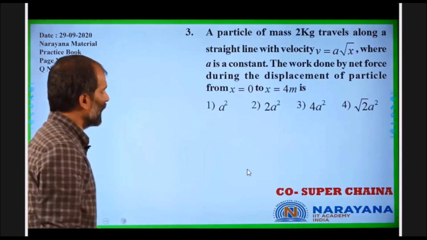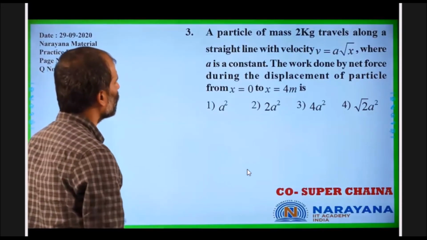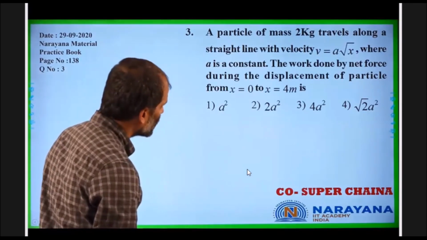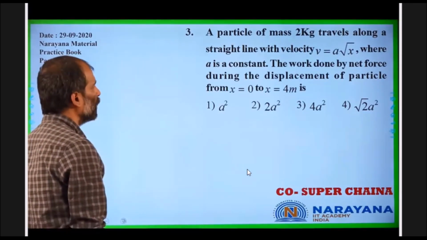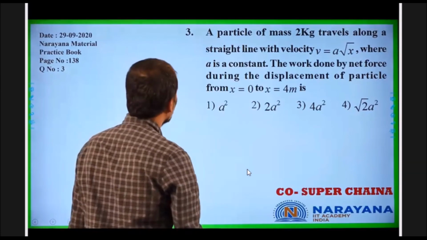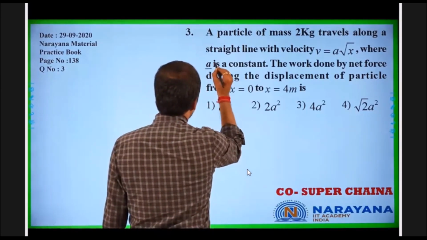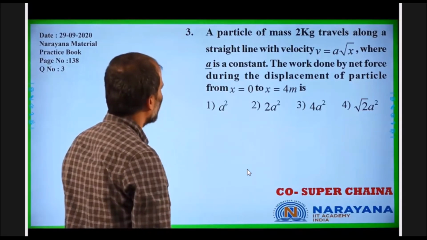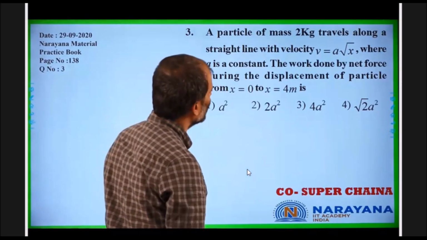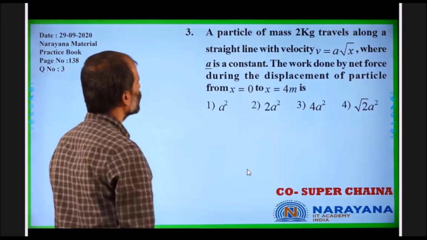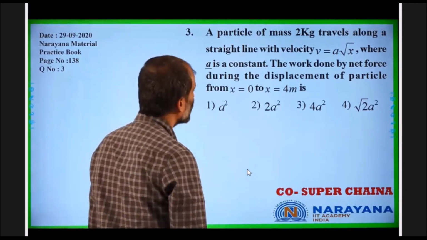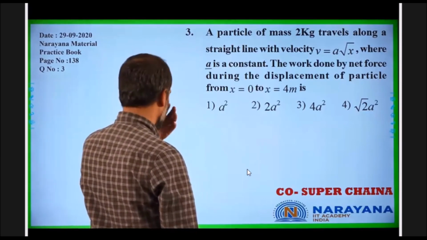Moving on to our next slide, it is given that a particle of mass 2 kg moves along a straight line with velocity v equals alpha root x, where alpha is a constant over here. The work done by the net force during the displacement of the particle from x equals 0 to x equals 4 meters over here.